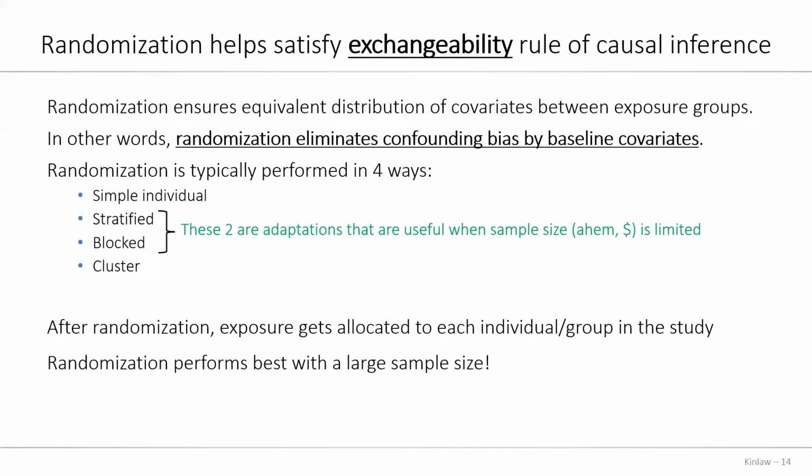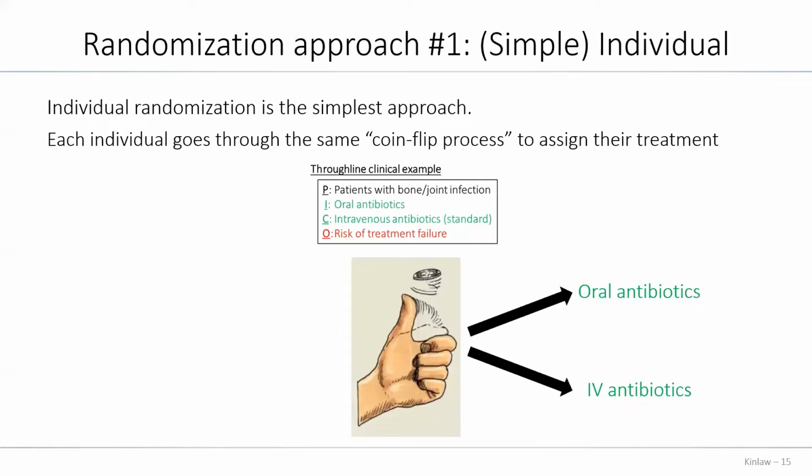Remember that randomization is by definition subject to random error, so the larger the sample size, the better randomization will perform. The first and simplest approach to randomization is what we refer to as individual and often simple randomization. This is the easiest type of randomization to think about. Each individual goes through a coin flip process to assign their treatment.